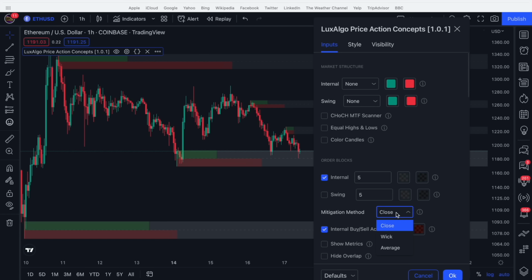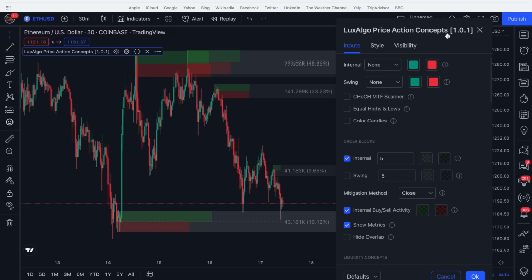So we have 3 options. We have close. The close option will remove the order block when the price closes above its top. We have a wick. If the candle wicks into the order block, we mitigate it. Or we have average. The average option will remove an order block once the price crosses the average level, which we can see denoted by that dashed line. It's very, very simple to use.